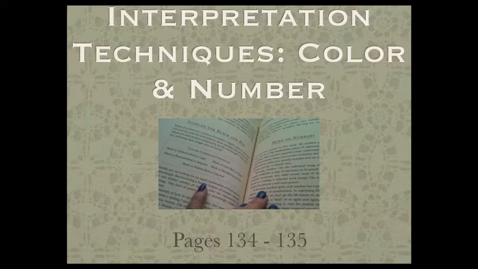Okay, another interpretation technique. Color and number, a very foundational technique. And we're talking about two little pages in the playing card oracles here. Two little pages well worth your time to read, easy to overlook, yet very key in this method of card reading. Pages 134 and 135, do take the time to read those.